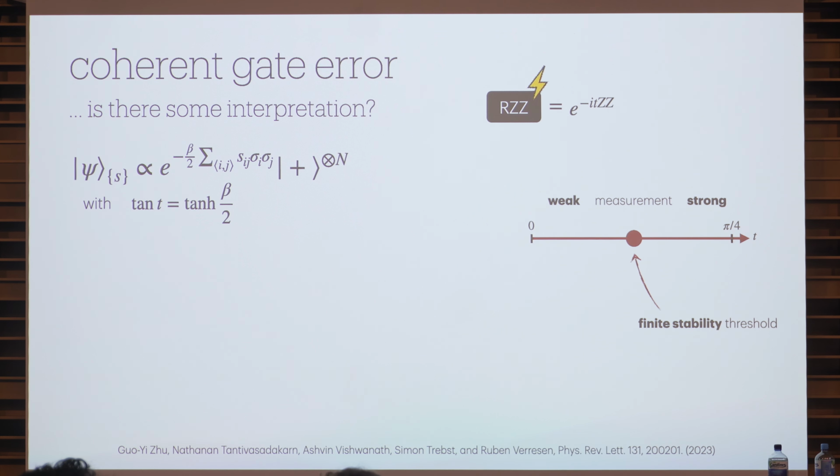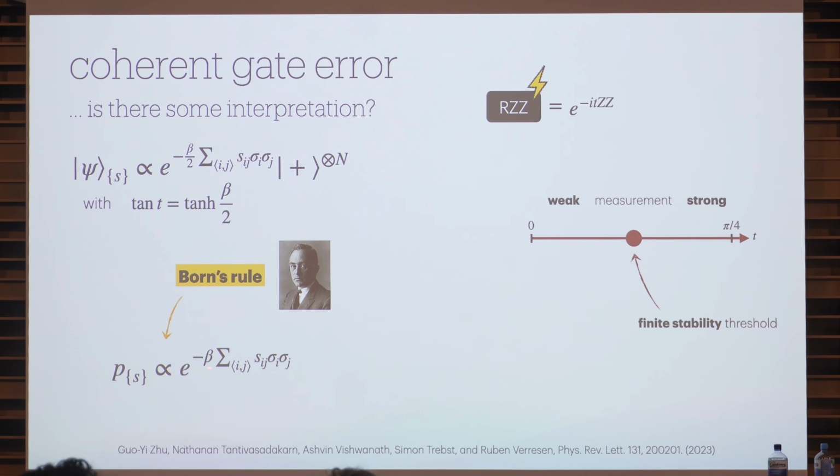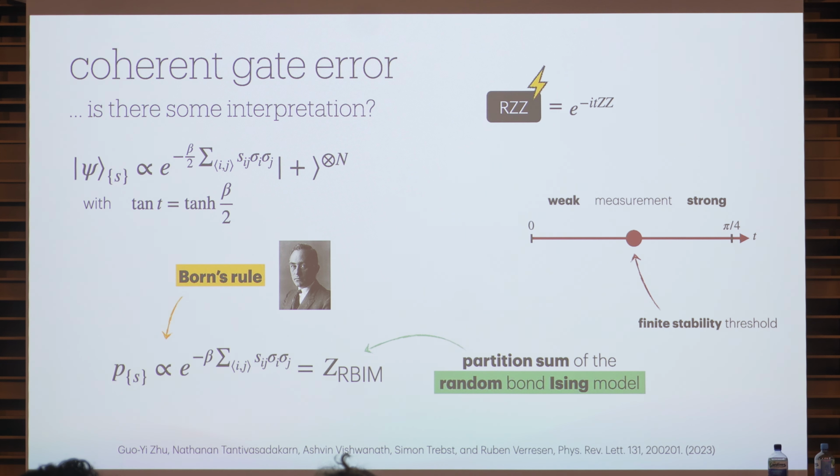Now, following Born's rule, we can calculate the probability to measure into such a state to be e to the minus beta sum over Sij sigma i sigma j, which you might find familiar if you remember your statistical mechanics course, because this is just the partition sum of the random Ising model, where the measurements in our quantum circuit correspond to the bond couplings in the random bond Ising model.